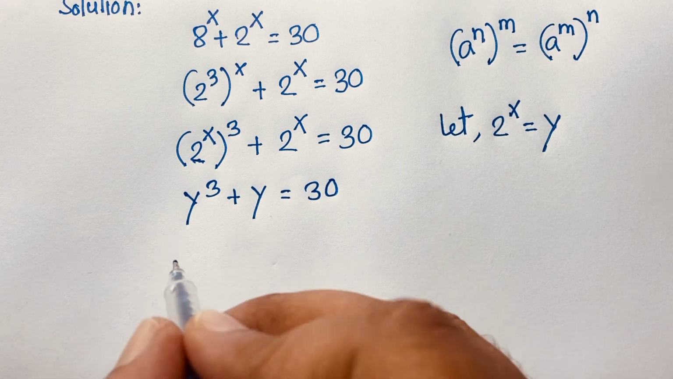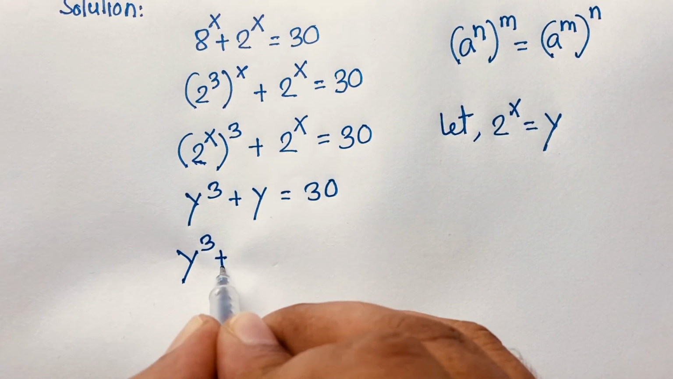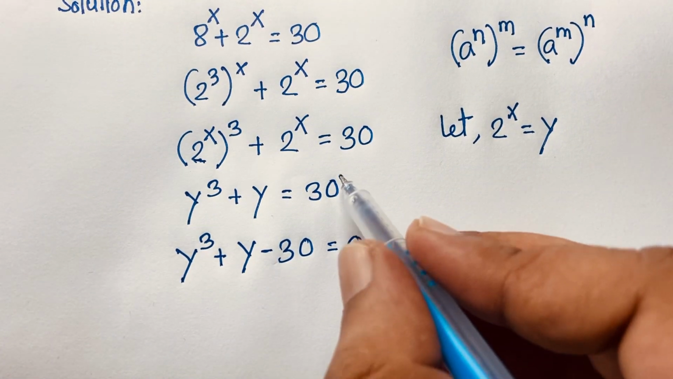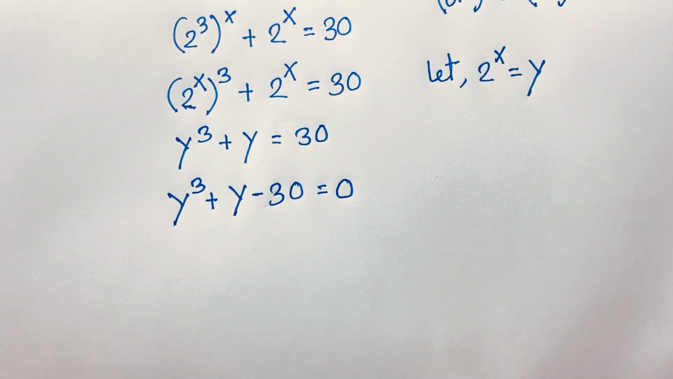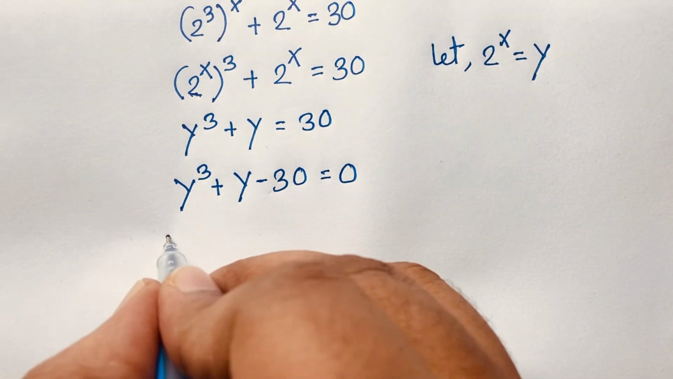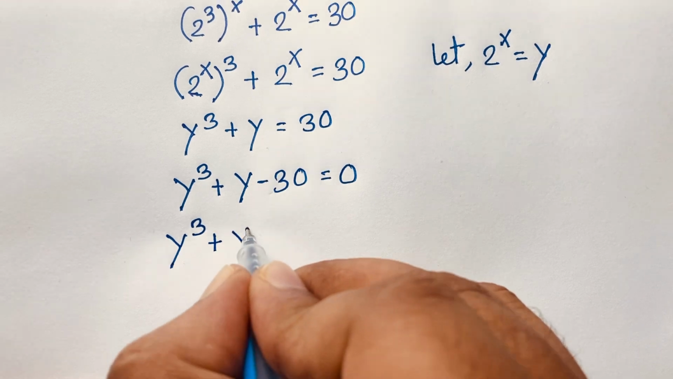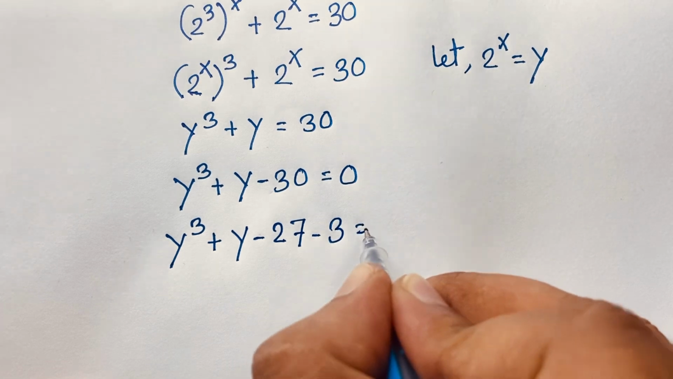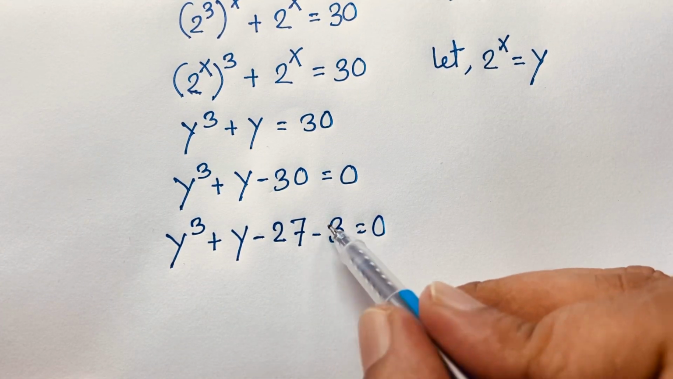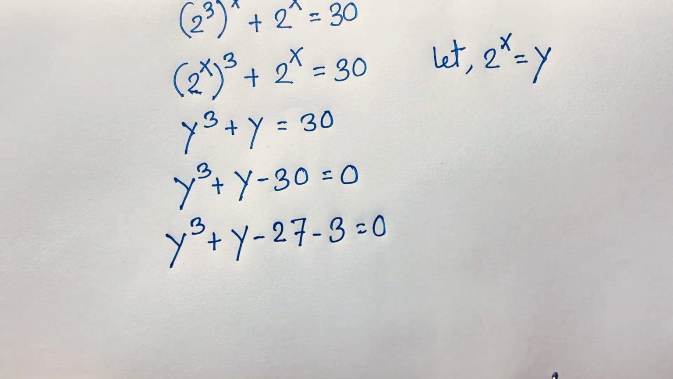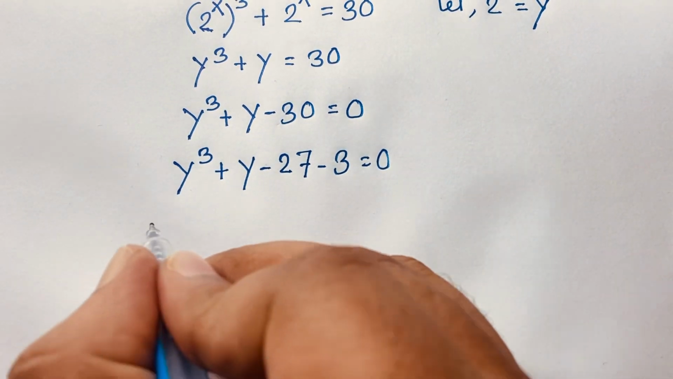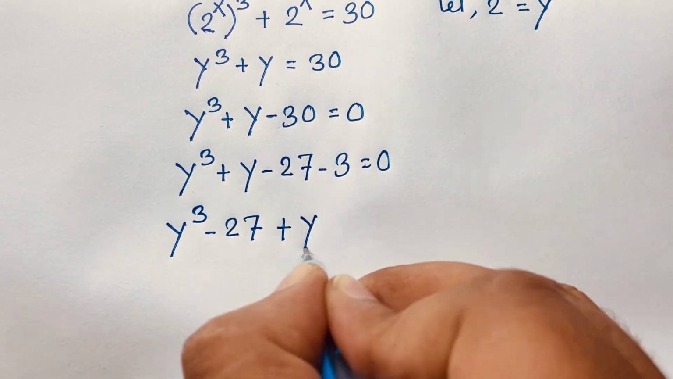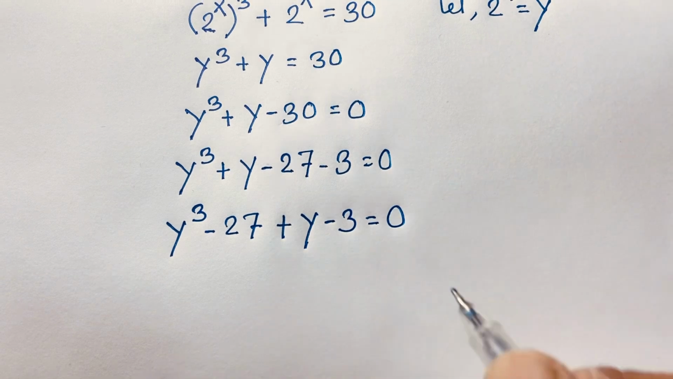Now at this moment you can see this expression will be y to the power 3 plus y, and here is minus 30 is equal to 0. I just move this 30 to this side, so it will be negative 30. Now at this moment you can see here y to the power 3 plus y, and this minus 30 will be minus 27 and minus 3 is equal to 0. You know that minus 27 and minus 3 will be minus 30. Now at this moment you can see here y to the power 3 and minus 27 plus y, and here is minus 3 is equal to 0.